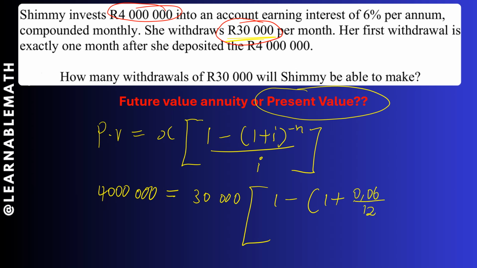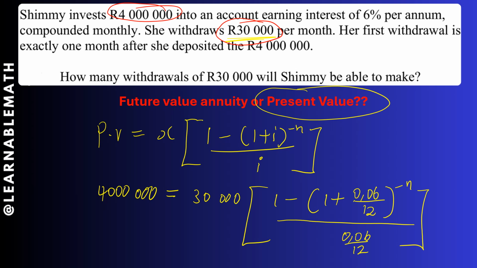We divide that by what? By 12. All right. Then we have our n, which is what we are looking for. How many withdrawals are possible? Divided by interest, 0.06 divided by 12. Okay, so from this step we can go and simplify this.